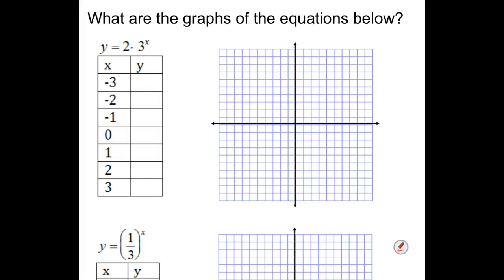Again, let's start with the easy positive ones. If I plug a 3 in there for x, do I do 6 to the third? No, because exponents come before multiplication in our order of operations. So 3 cubed is 27. 27 times the 2. Okay? If I put a 2 in, 3 squared, 9 times 2. Okay? 3 to the first times 2. 3 to the 0 times 2. 3 to the negative 1 becomes 1/3 times 2 would give us 2/3.